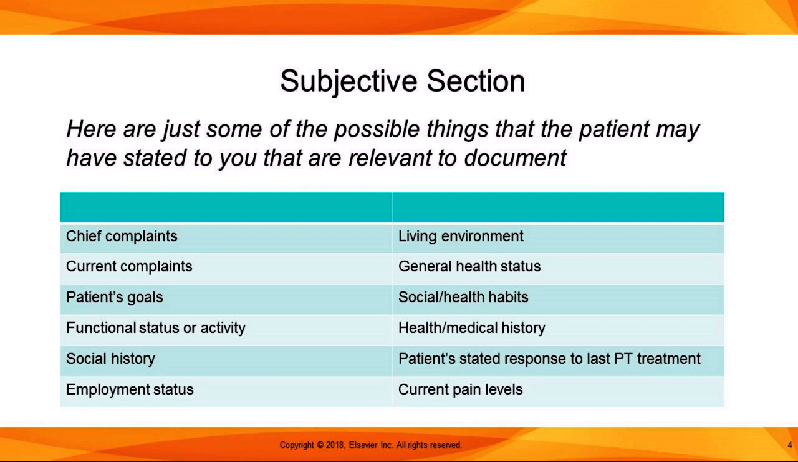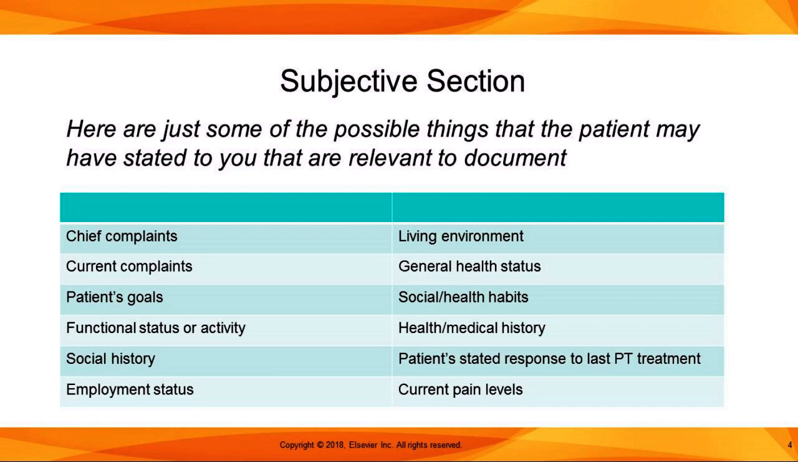So the patient might tell you a lot of things that are not relevant to document. They might tell you a lot of things that are relevant to document. So the kind of things that you want to put in the subjective section are the patient's chief complaints. My knee hurts. It hurts more when I walk. It hurts less when I sit. Okay, that's good stuff to know.